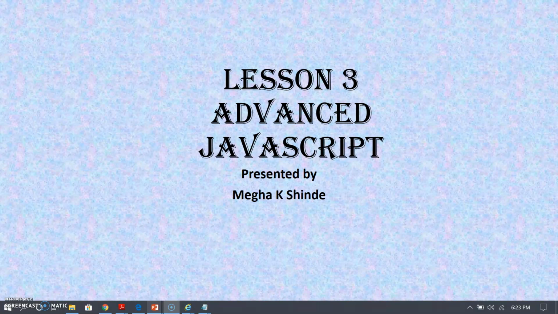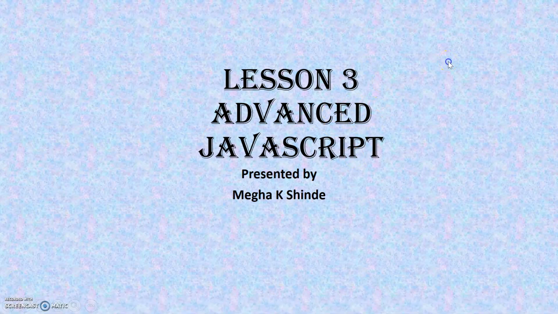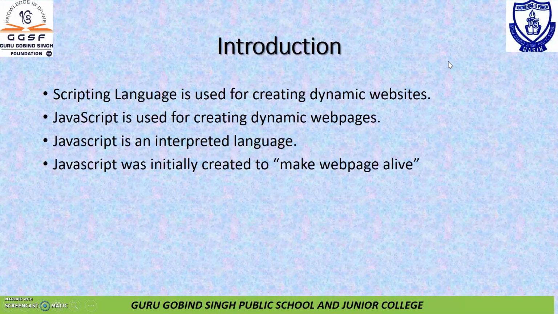Based on document object model. Lesson number 3 from Standard 12 textbook. So, what is JavaScript? JavaScript is a scripting language used for creating dynamic websites.